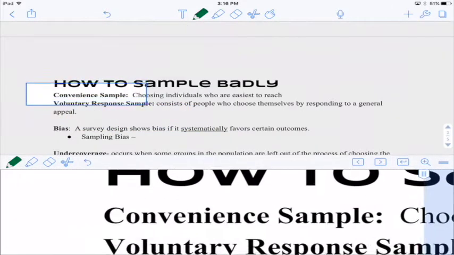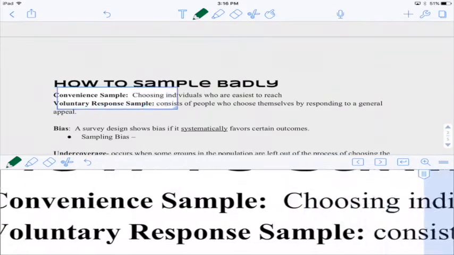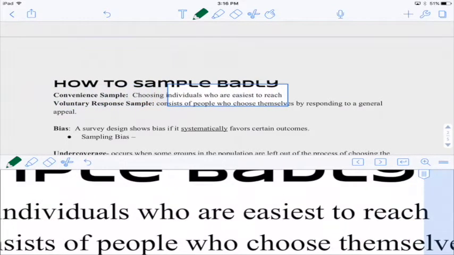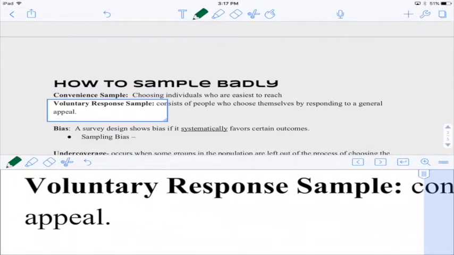How to sample badly. A convenience sample is not a good sample. This is choosing individuals who are the easiest to reach. An example of a convenience sample would be the first 10 people that you see, you ask a question. That would be convenient but very biased. A voluntary response sample consists of people that choose themselves by responding to a general appeal. An example of this would be like your talk show. They say, call in about how you feel about blank. That would be a voluntary response.